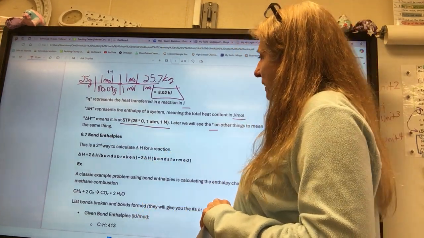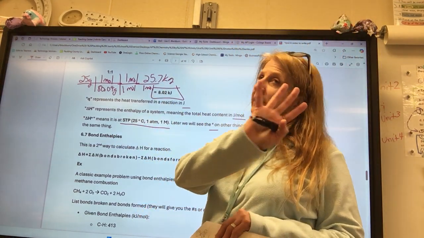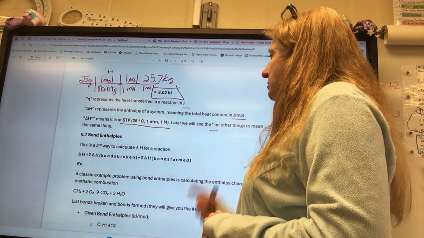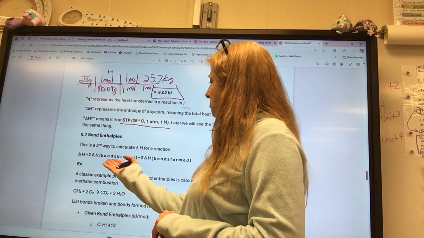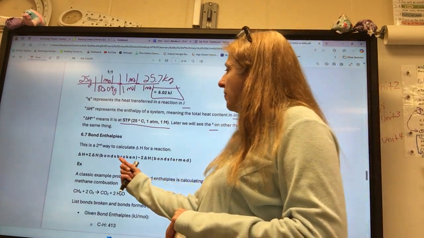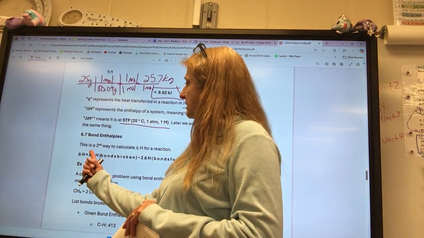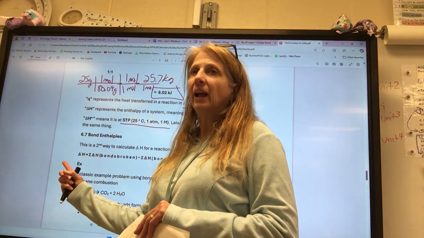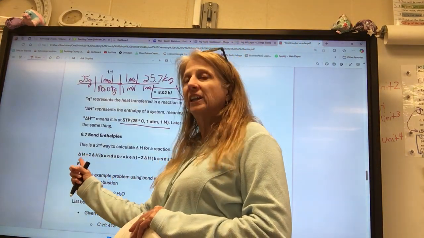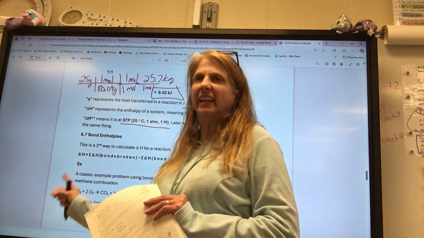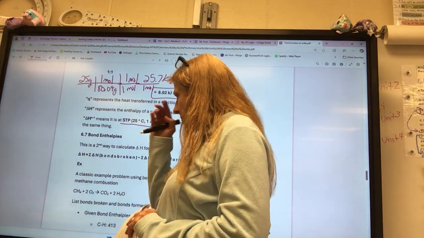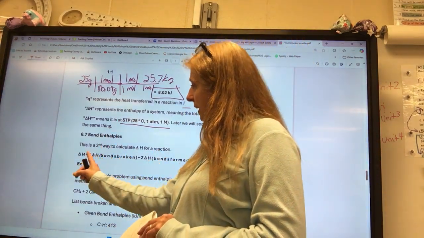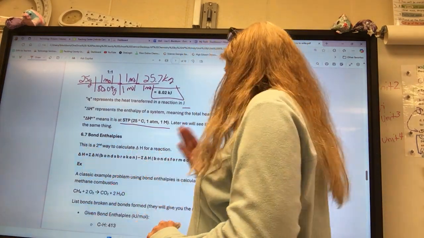6.7, bond enthalpies. We're going to learn 4 ways to calculate delta H. This is way number 2. Sometimes you calculate it from bonds broken minus bonds formed. That little Greek symbol is the summation symbol, and it just means add things up. I heard from first period that y'all had not learned that in math yet. I teach it at the end of Algebra 2 when I've taught math, but I think you don't learn it until maybe pre-calculus. So anyway, that just means add things up. It's fancy, I like it.